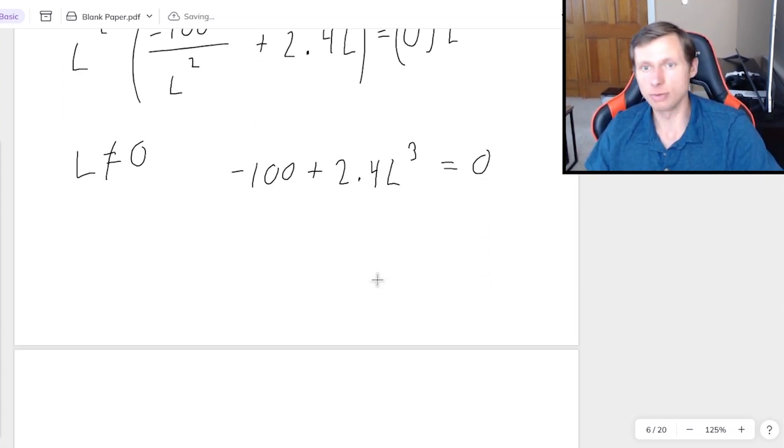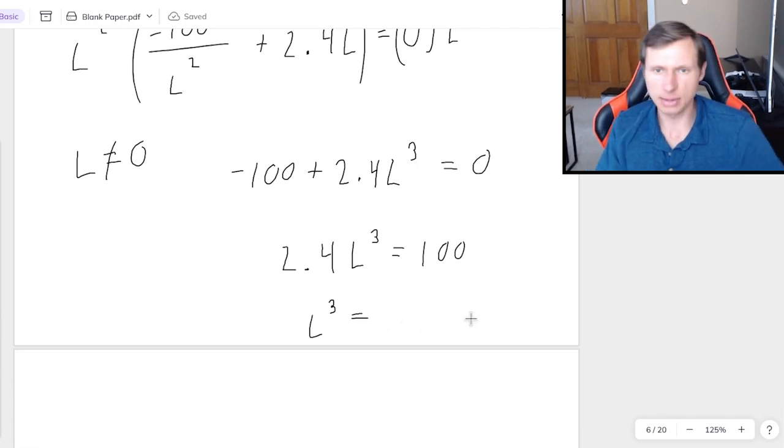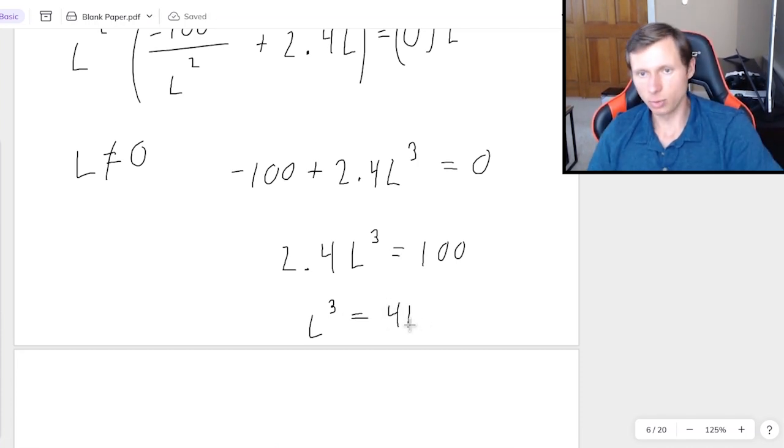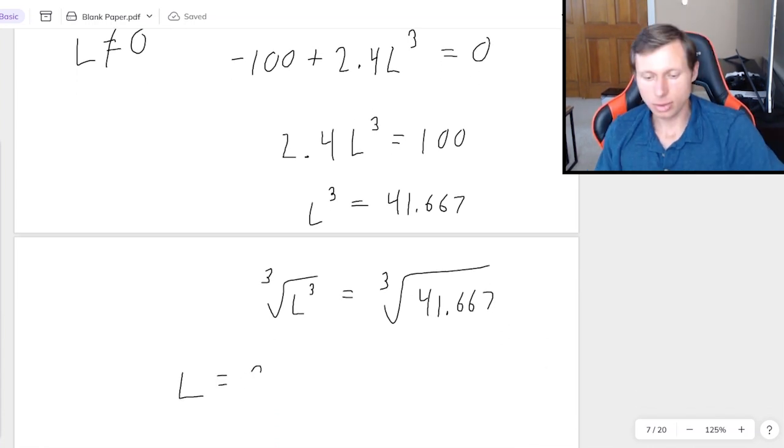And now we just need to solve for L. I'm going to add 100 to both sides. Then we'll divide by 2.4. I need a calculator. That's going to be 41.667. And then we take the cube root of this, and that'll give us our dimension for length, 3.467. That's going to be in centimeters.